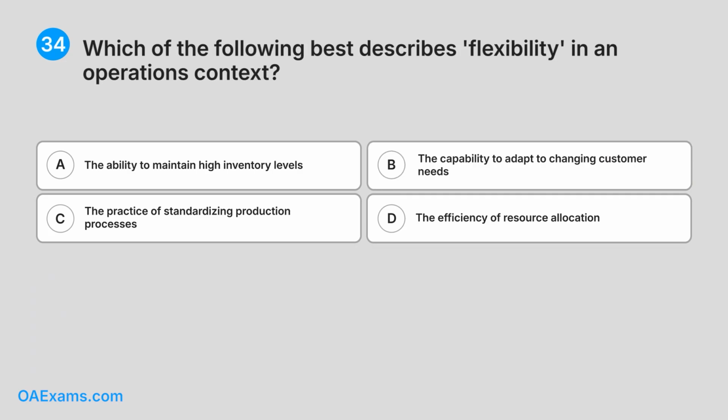34. Which of the following best describes flexibility in an operations context? A. The ability to maintain high inventory levels. B. The capability to adapt to changing customer needs. C. The practice of standardizing production processes. D. The efficiency of resource allocation. Can you guess the answer?